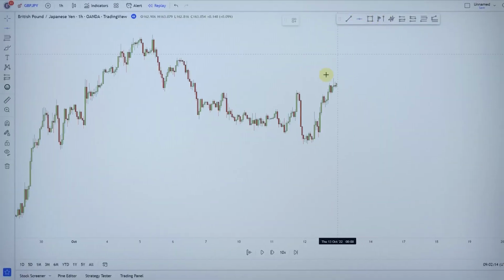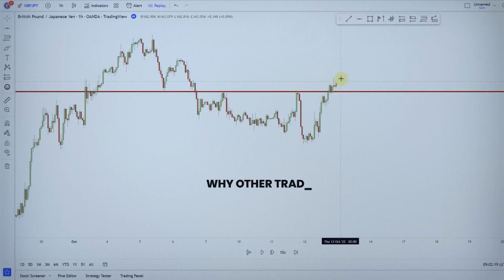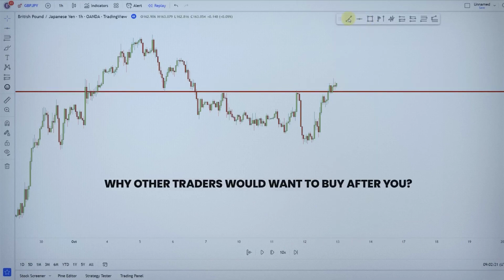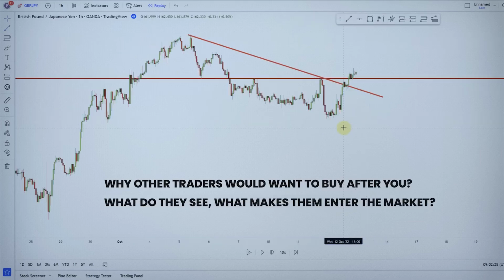When you consider taking a trade, let's say you want to buy here, ask yourself why other traders would want to buy after you. What did they see? What makes them enter the market after you did?